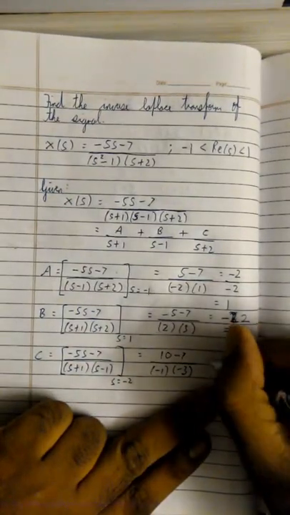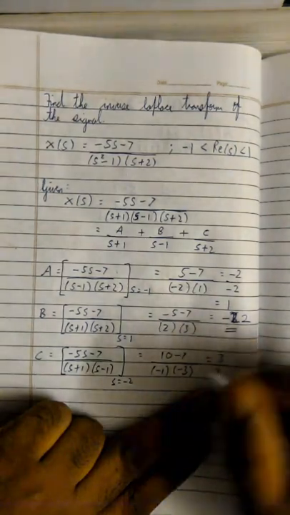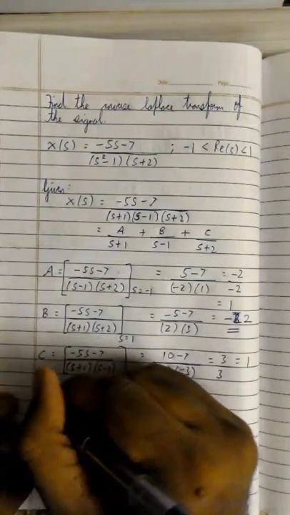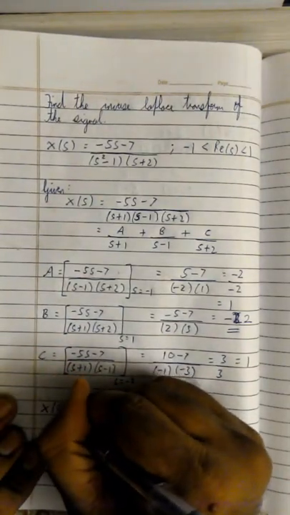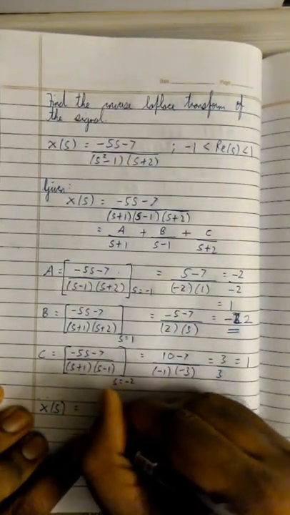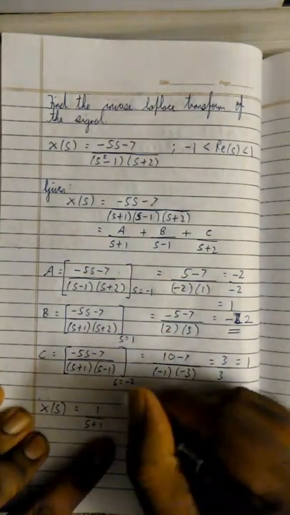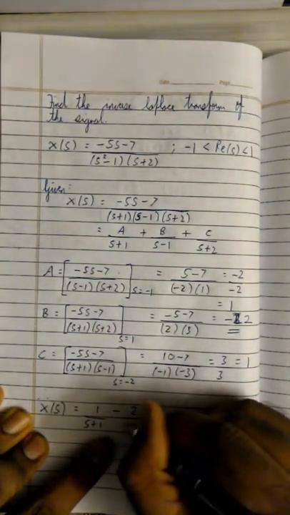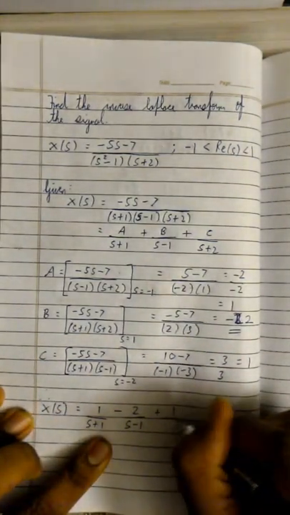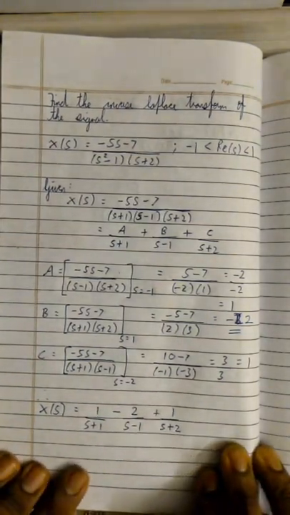So you will get here 3 by 3, right? Minus 1 into minus 3 is 3. So you will have the answer as 1. Okay, so therefore I can say that my X(s) is equal to, the value of A is 1. So 1 by (s plus 1). Value of B is minus 2. So therefore minus 2 by (s minus 1), and the value of C is 1, plus 1 by (s plus 2). Okay. So this is the answer.